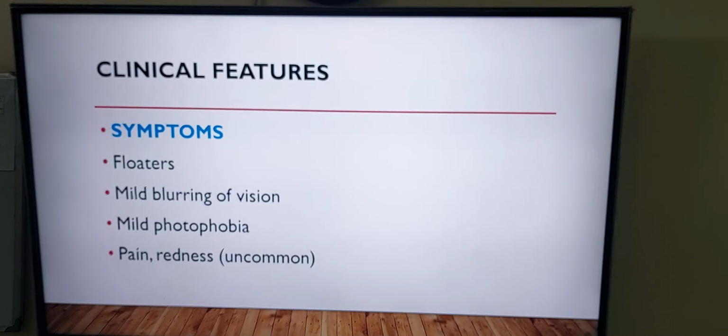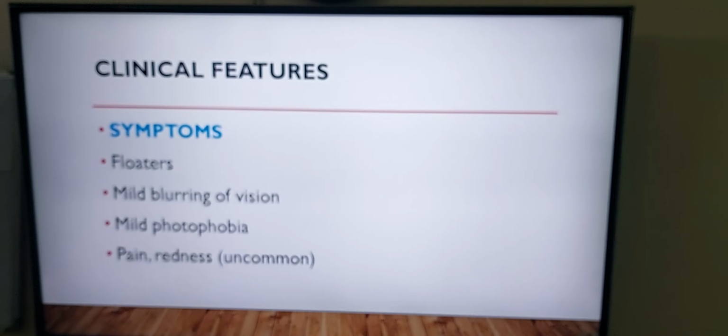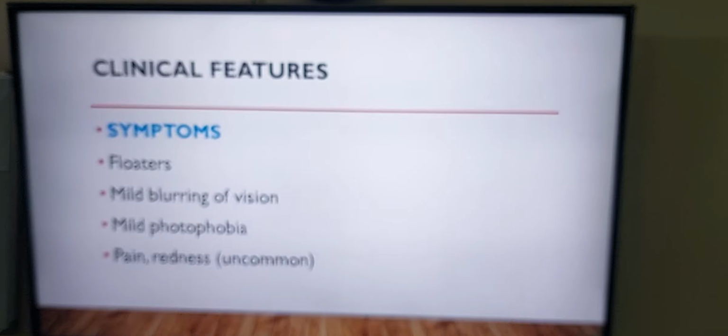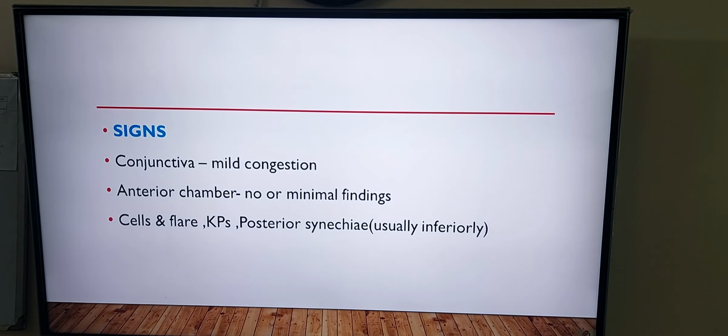Now we discuss the clinical features. Symptoms are floaters, mild blurring of vision, and mild photophobia; pain and redness are less common. Now for the signs, on examining the patient, you can see mild congestion of the conjunctiva. The anterior chamber may or may not show signs. It may show cells and flare, or KPs, and posterior synechiae, which are mostly present inferiorly.